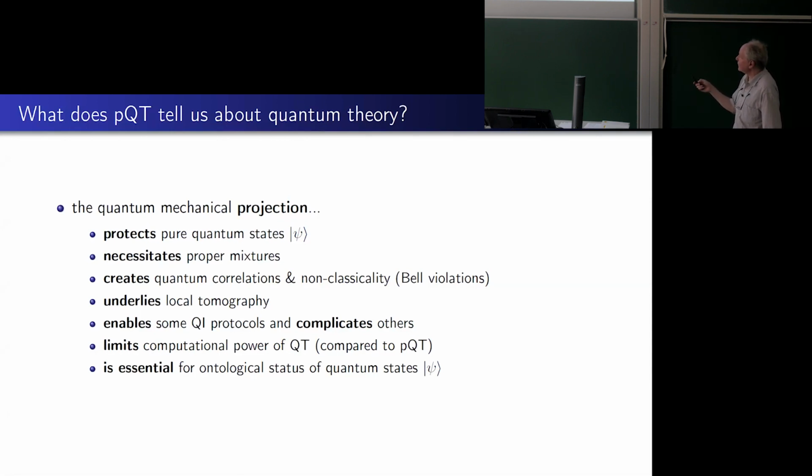Here's a list of things which the quantum mechanical projection induces. So if I go from PQT, where I have a nice ontology, and I change the passive update rule into the ordinary Lüders rule, this classical ontology just goes away. So it must have to do to some extent. Oh, okay. I see what you mean.